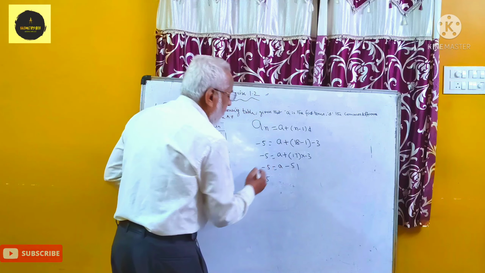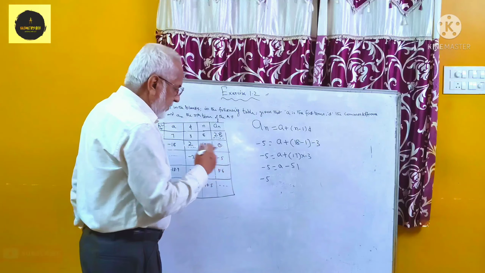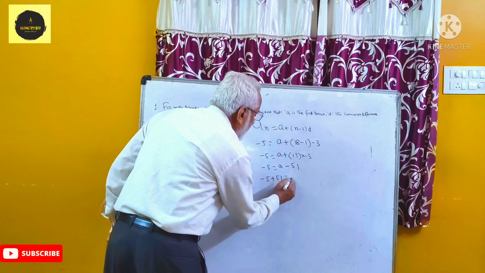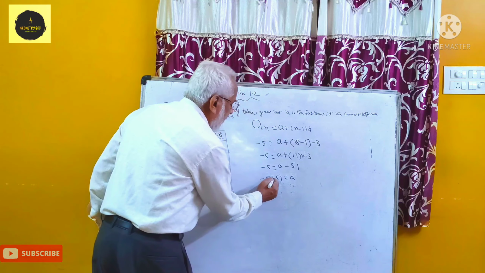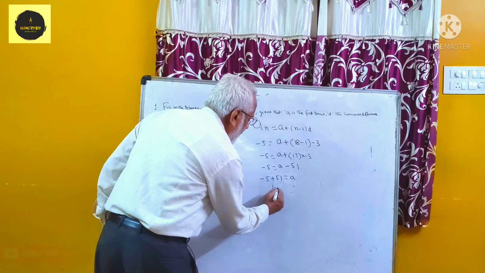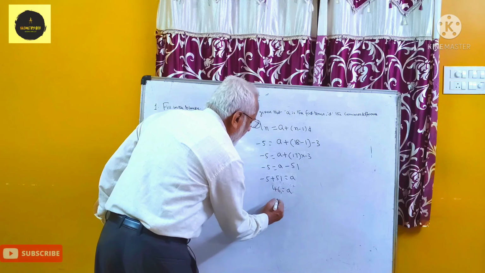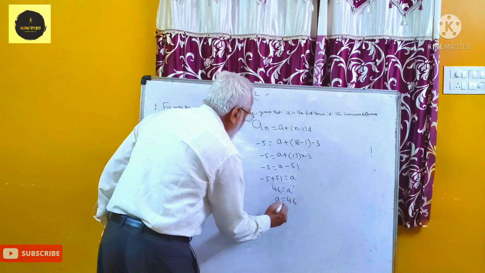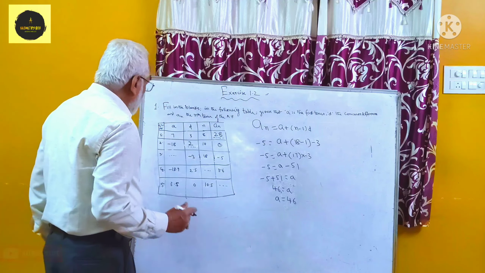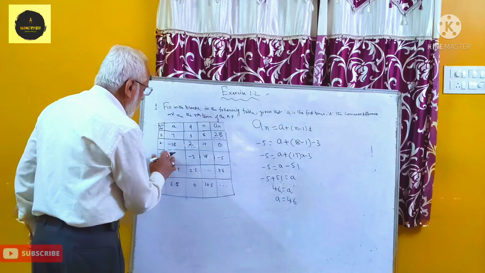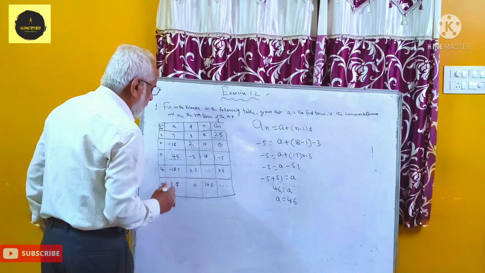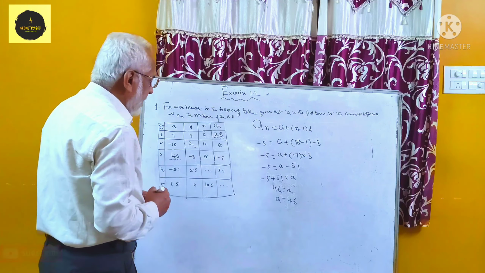51. Minus 5 is equal to A minus 51. Transfer minus 51 to the left hand side, it becomes plus 51. Plus 51 is equal to A. Subtract 5 from 51, it is 46. So A is equal to 46. Write down the value of A is equal to 46, because we have to find A.